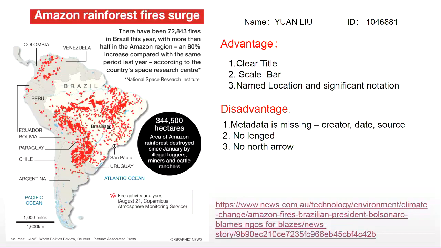However, the map also has some shortcomings. Firstly, the map data is missing, so we cannot verify the accuracy of this data. And this map also misses some map elements like a legend and north arrow, so we cannot indicate the direction of this map. All in all, the map can still be improved. Thank you.